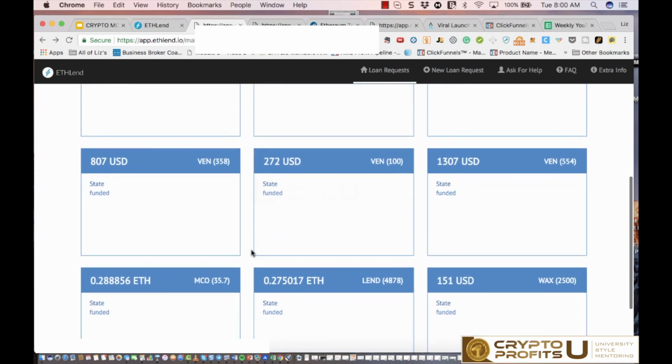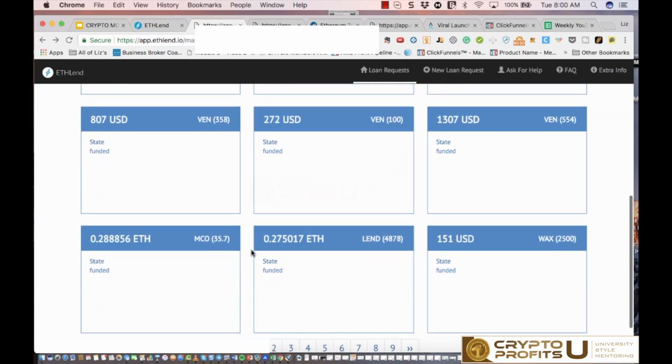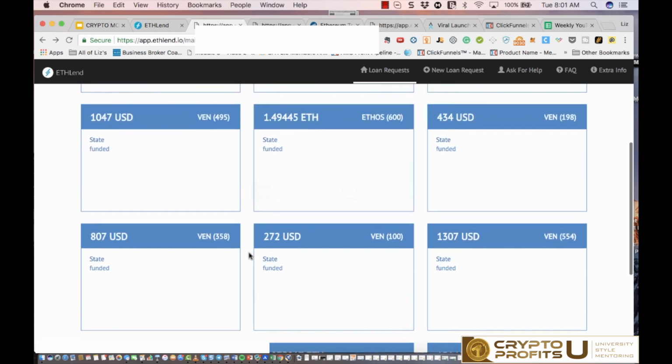554 Ven. So what I'm actually looking for is if I have any of the tokens that are actually being accepted. I'll look and see how many I have. Like I know I have Ven, and I have about 2,000 Ven. So I can sort of figure out if I want to lend out the maximum. Here's one for $554, $1,300.